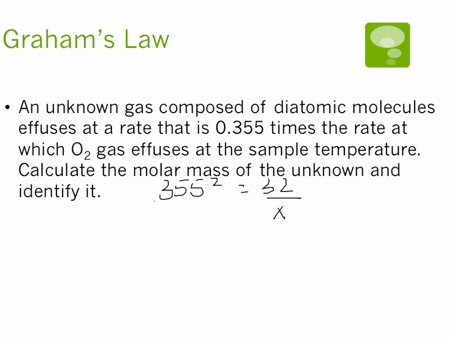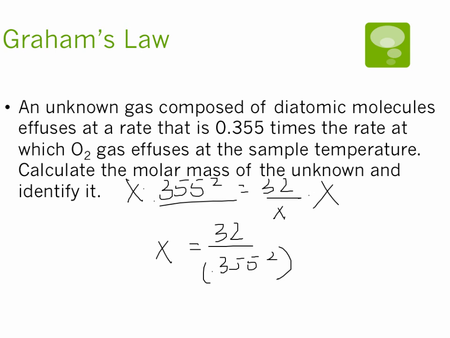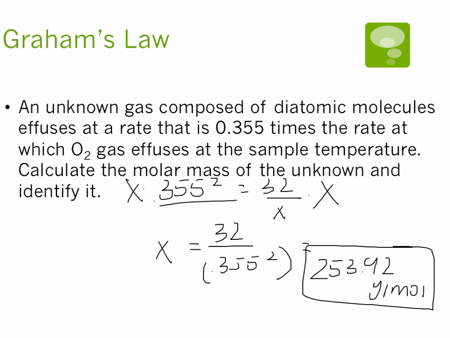Now we need to get X on a side by itself. We can't just divide by 32 because that's going to leave us 1 over X. So I'm going to multiply both sides by X, and I'll divide by this 0.355 squared. So I'm going to get X equals 32 divided by the quantity 0.355 squared. Now put that in your calculator and see what you get. I got 253.92 grams per mole. So that's the first part, calculating the molar mass.